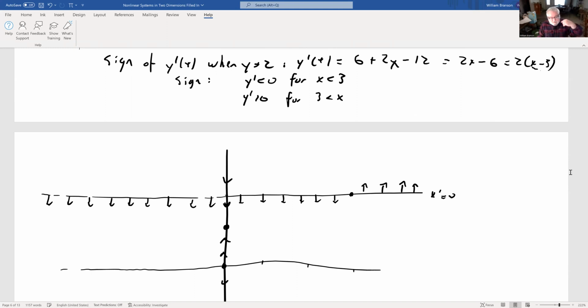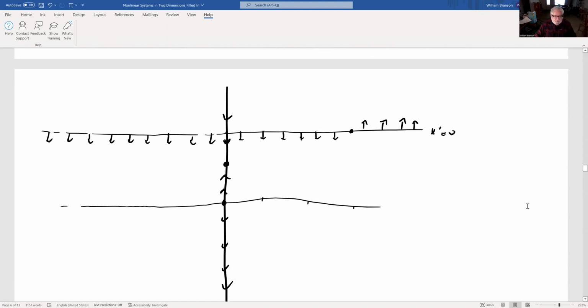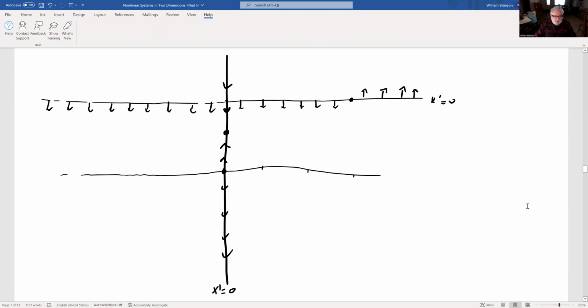Right, and note, of course, that your equilibria have to lie on the nullclines, right? Because an equilibrium is where both components equal 0. One of the components is equal to 0. That gives me a nullcline. Equilibria have to lie on that. Great. So that gives me arrows.